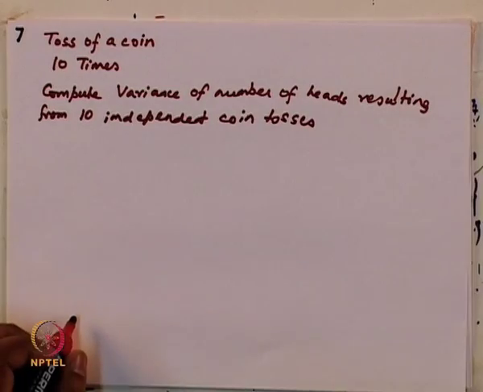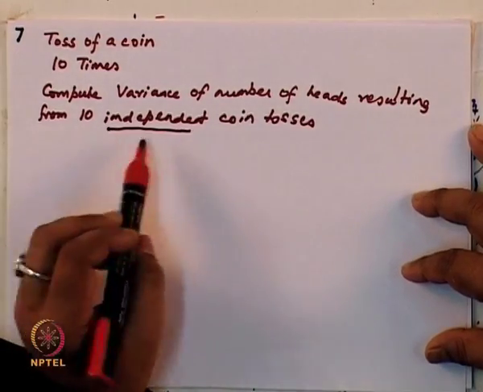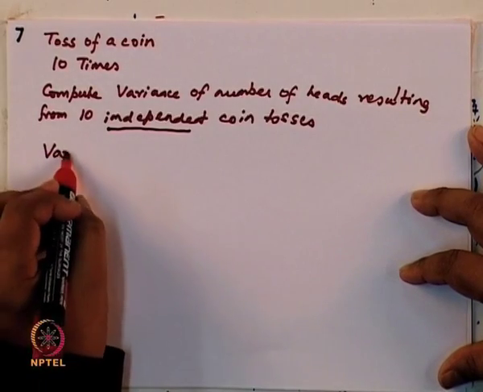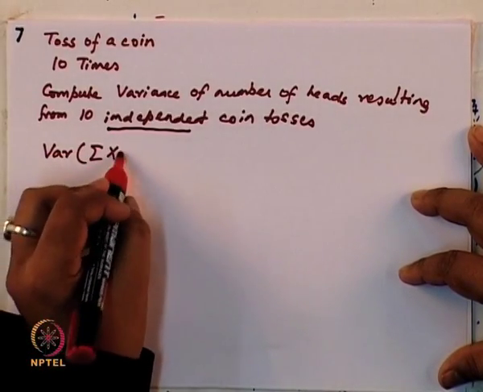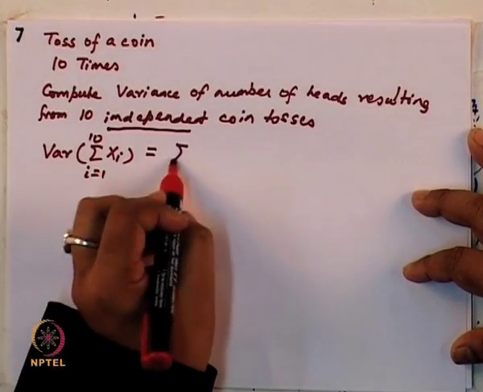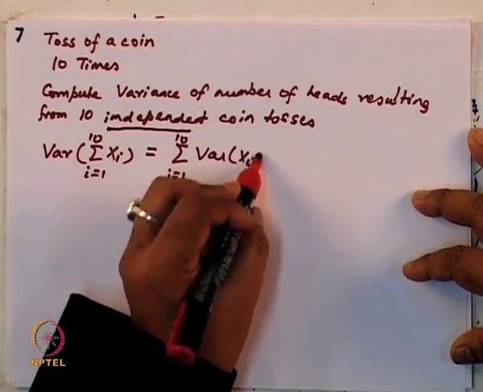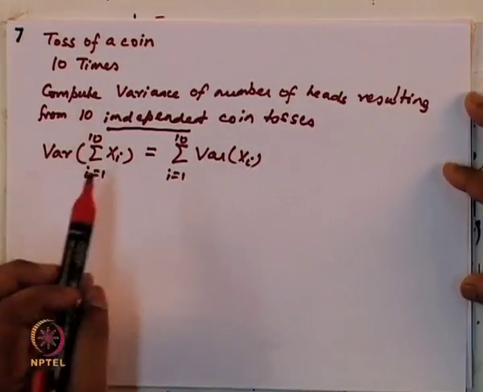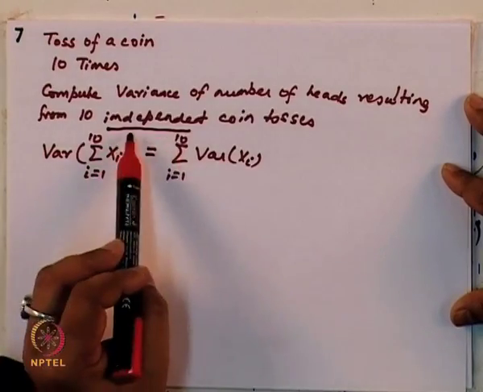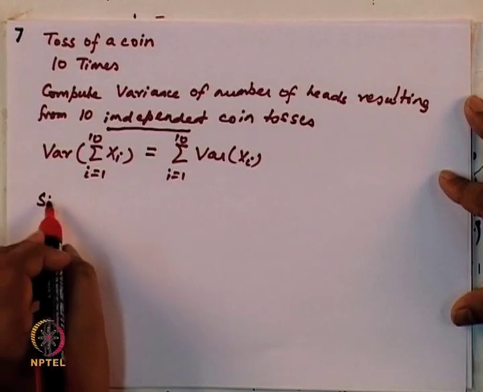Okay, so what you see here are independent coin tosses, right? So I can write variance of summation xi, i equal to 1 to 10, as nothing but summation i equal to 1 to 10 variance of xi. So covariance is 0 because the events are independent of each other. Now let us take a single coin toss.